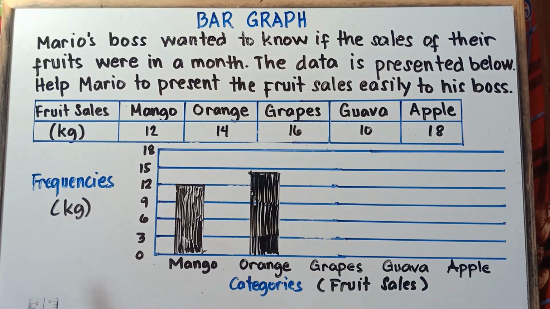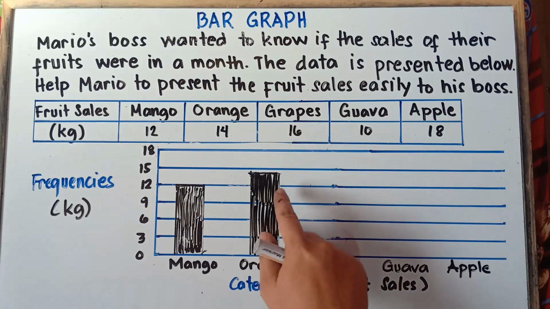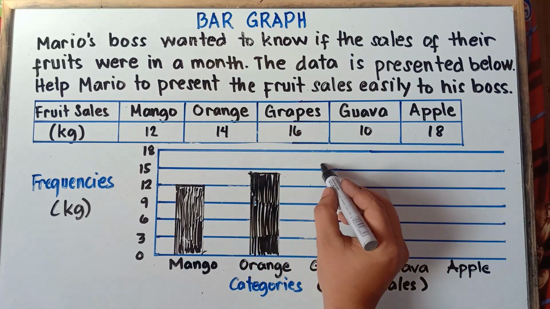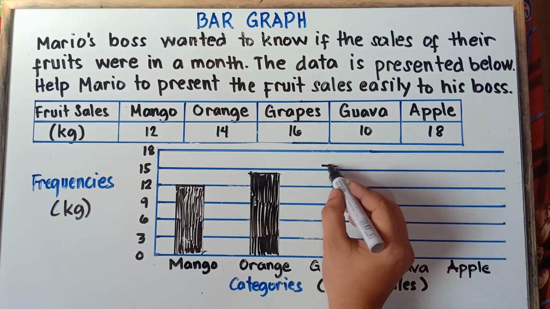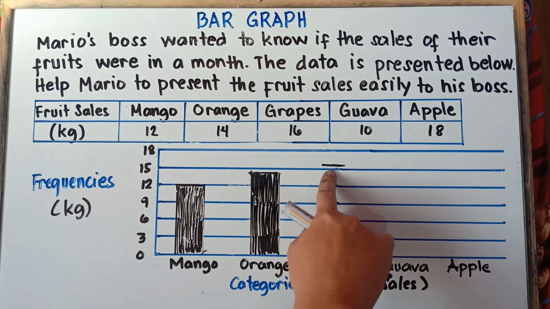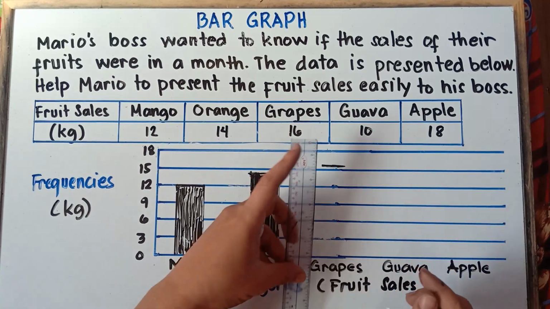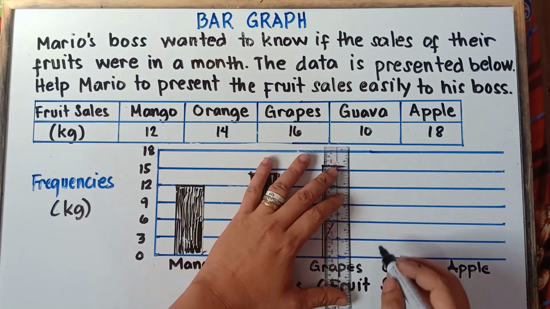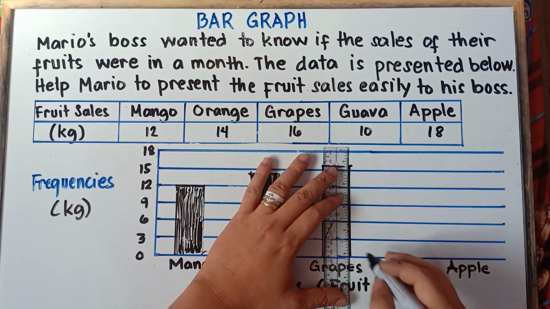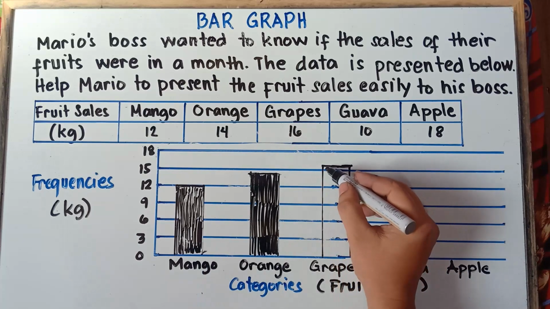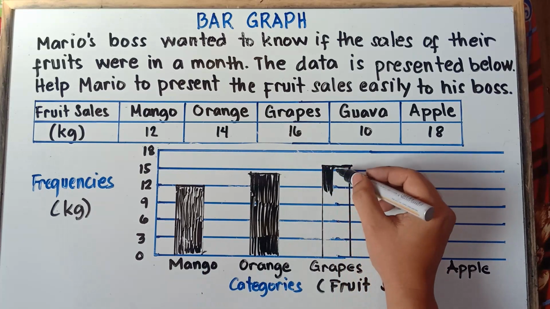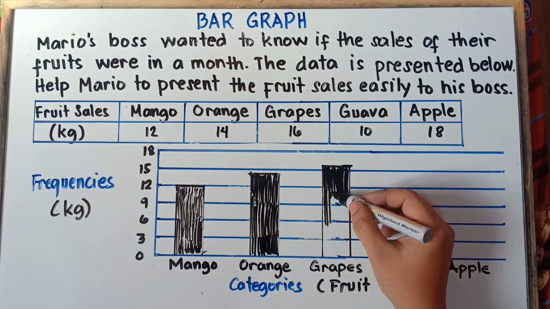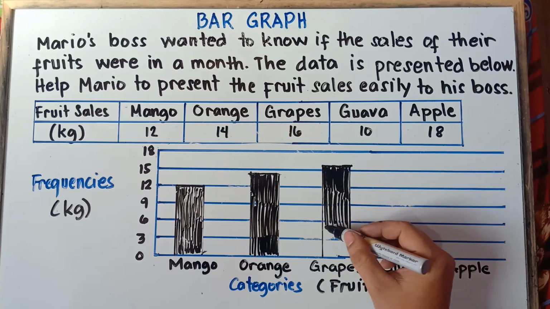And then next, that would be grapes. 16 for grapes. So if this is 14, this is 15, so greater than 15, this one right here. This is for grapes. Just simply estimate, class. This line is 15, so therefore greater than 15, and that would be 16. And then simply shade. Once again, class, you can use your crayons or color pen in shading your bars.